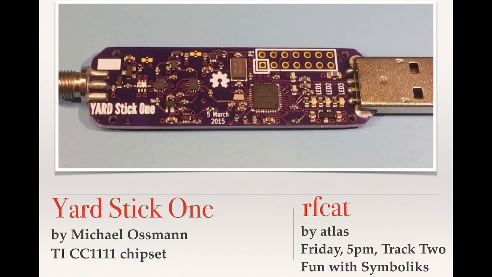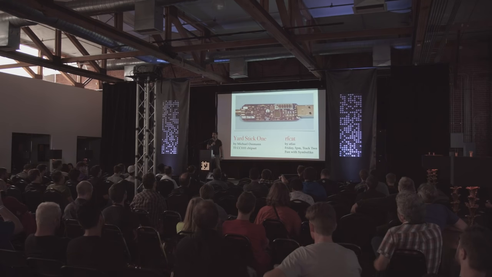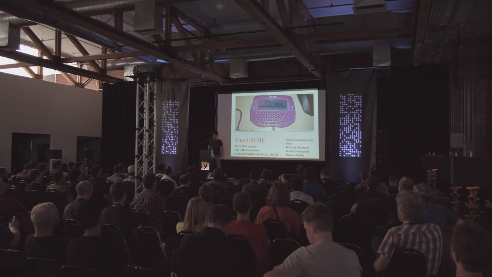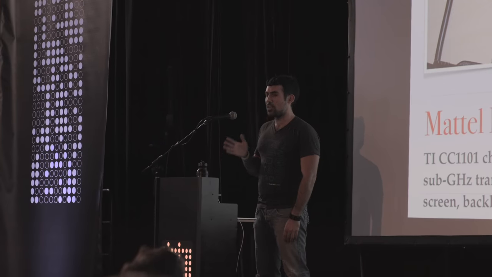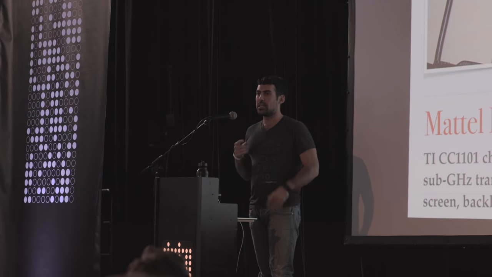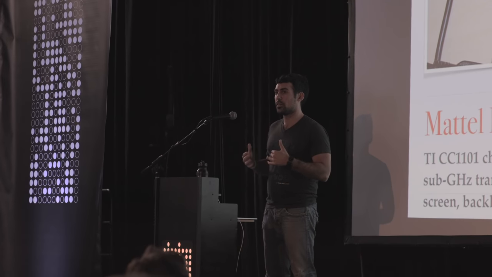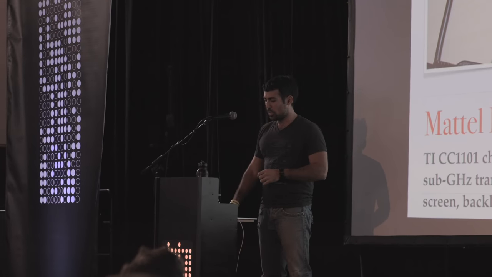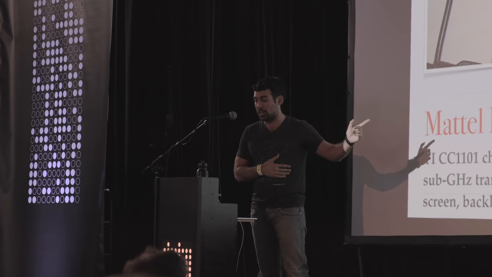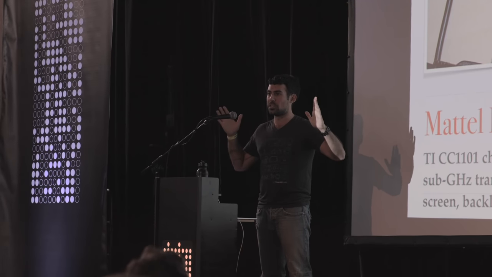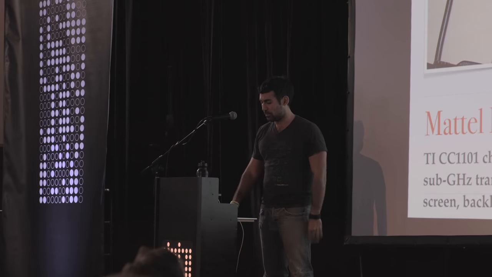Don't worry about the final implementation. I usually test something with test equipment. Yardstick One, another awesome device by Michael Ossmann. RFCAT is an open source tool I use. Another amazing tool, the Mattel IMME. I think we all have one of these. Some hackers have found that this has a really cool chip inside, a CC1110. It's a sub-gigahertz transceiver with a microcontroller, with an 8051. People have hacked it. Michael Ossmann wrote a spectrum analyzer for it, so you can see between about 200 megahertz and 1 gigahertz with this device. And you can also transmit with it.